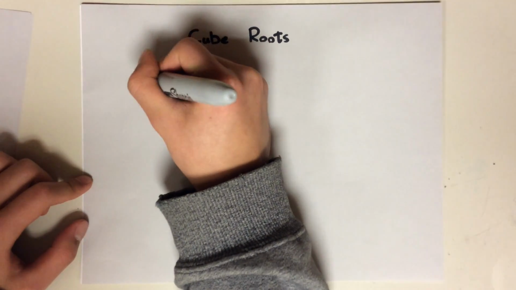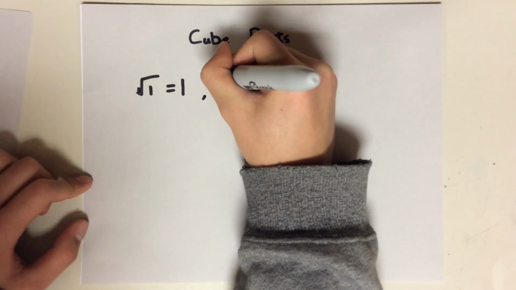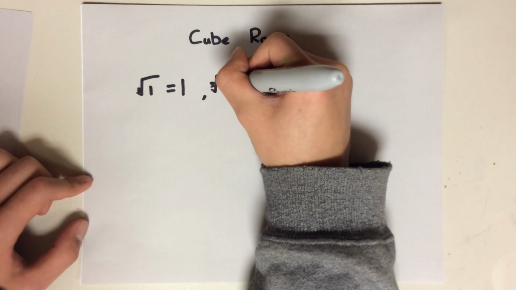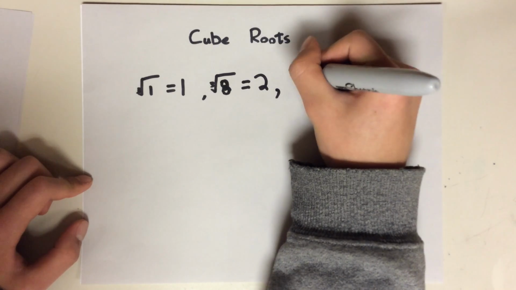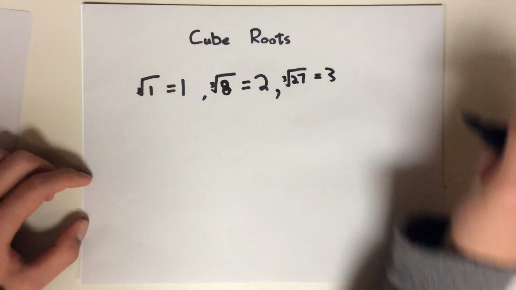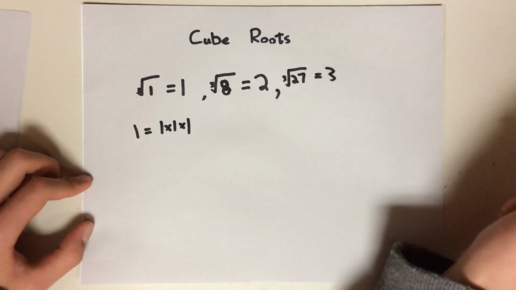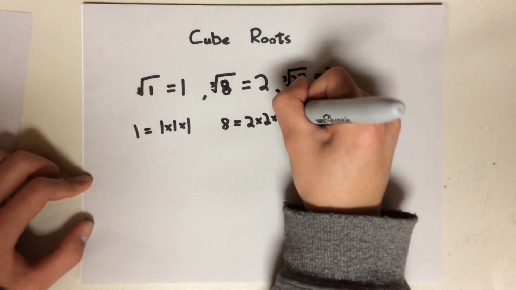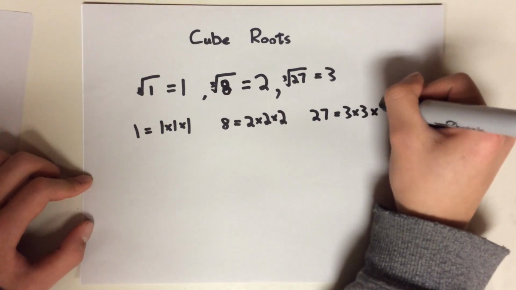Alright, cube roots. Now a cube root is basically reversing the process of cubing a number. So 1 cubed equals 1. So if you cube root 1, it becomes back to 1. 2 cubed equals 8. Now if you cube root 8, it'll be back to 2. If you cube root 27, it becomes 3 because 3 cubed is also 27. Now, if you don't know what a perfect cube is, I suggest you get out of the room right now and study it, or else you won't understand a thing I'm talking about.